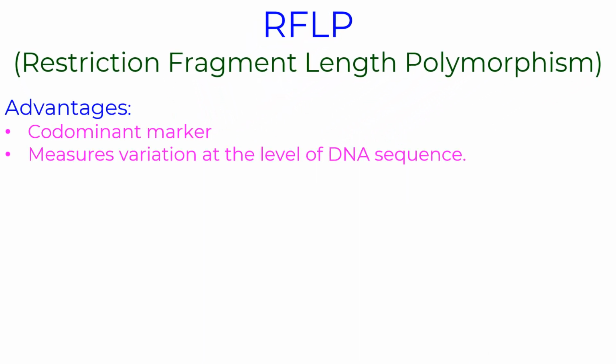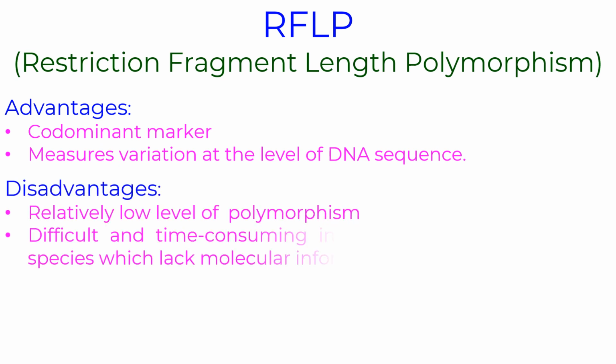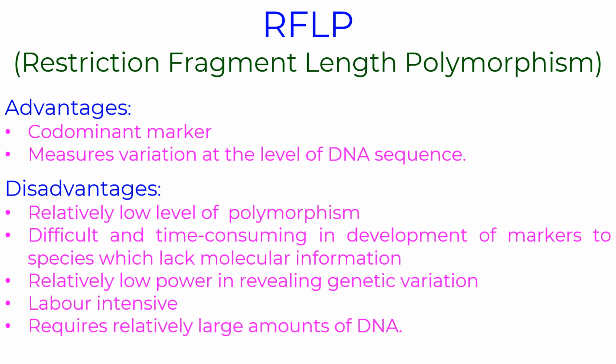Advantages. The advantages of RFLP are that it is a codominant marker and it measures variation at the level of DNA sequence. Disadvantages. RFLP has a relatively low level of polymorphism. It is difficult and time consuming in development of markers to species which lack molecular information. It has a relatively low power in revealing genetic variation. It is labor intensive and requires relatively large amount of DNA.